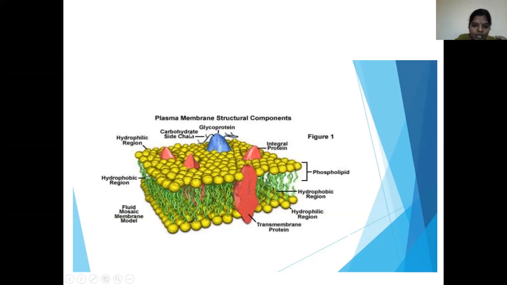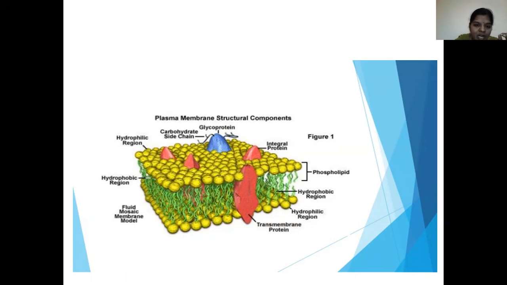Here you need, this is the plasma membrane structural component, ma. And here you need to focus only on hydrophilic regions and hydrophobic regions, and how the cell membrane structure will be. Suppose if you take any dosage form onto the skin, you have to administer it on the top layer of the skin, right? You have to spread it on the particular area of the skin.